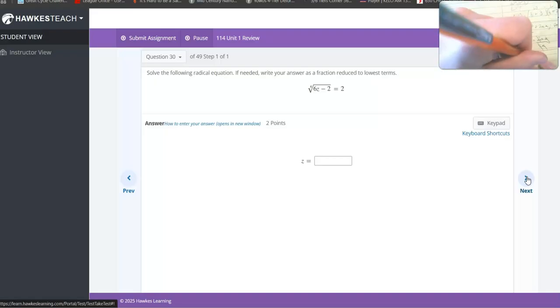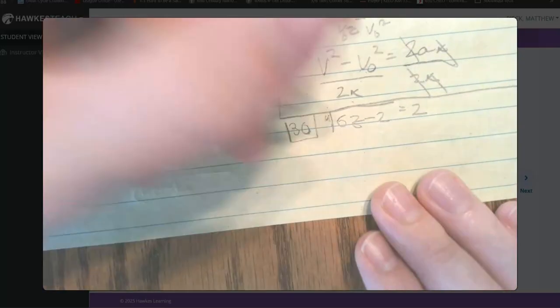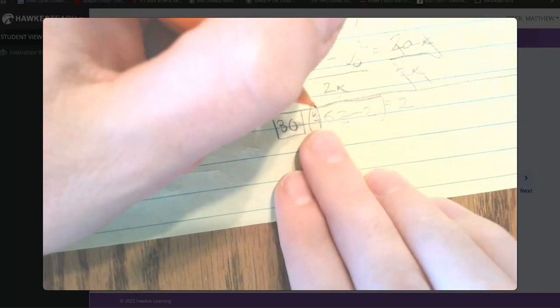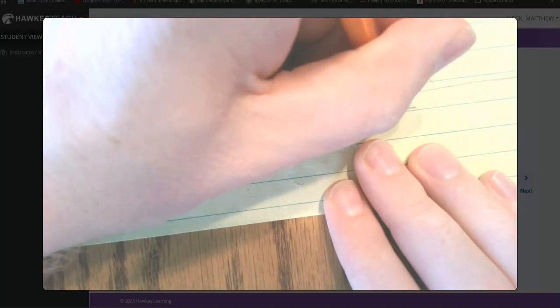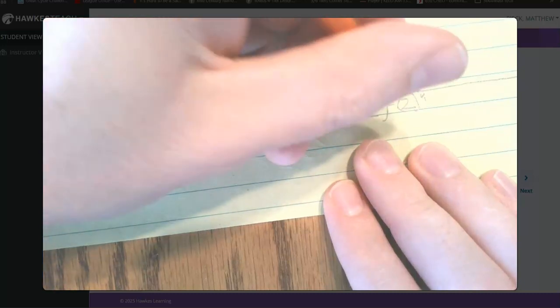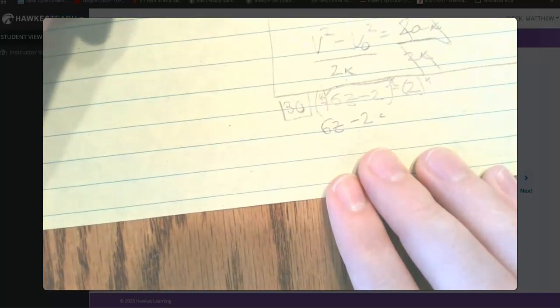So you have the fourth root of 6z minus 2 equals 2. All right. So again, to solve a radical equation, you can just raise each side to the power of whatever your index is. So in this case, my index is 4, so I'm just going to raise each side to the fourth power. And again, the fourth power and the fourth root are going to cancel out, so I'm just going to have 6z minus 2 on this side, and then 2 to the fourth.